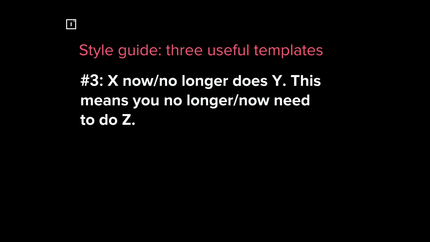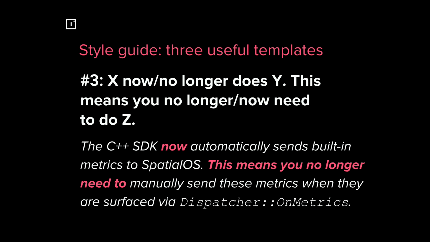And thirdly, and final template, similar to the previous one: X now or no longer does Y, and this means you, as a user, no longer or now need to do Z. So this one is useful where the user needs to update their workflow. So they need to do something extra, because maybe there's a known issue, or they no longer need to do something. So for example, here, we're saying that this SDK now automatically does something, which means that you as a user don't need to do it manually anymore, which is really important for them to know. Don't leave the user to deduce that from the first part.